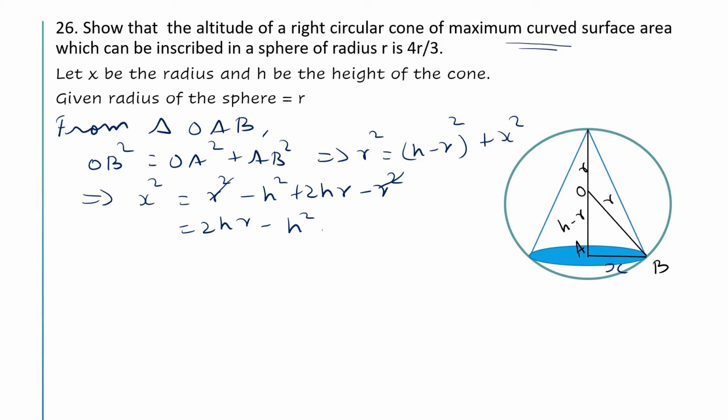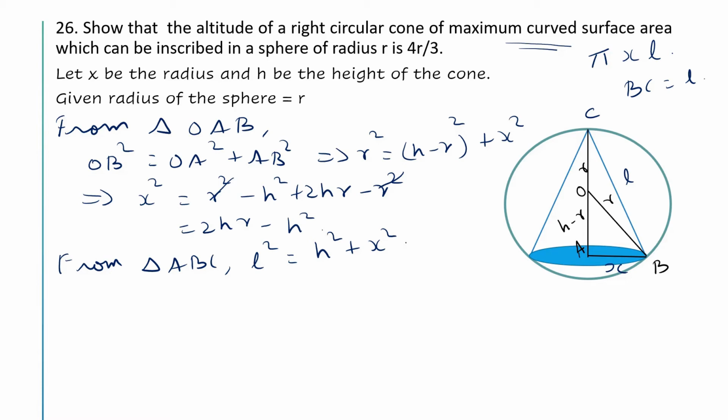The curved surface area of a cone is given by pi into radius of the cone, here it is x, and the slant height of the cone L. So here we take this point as C, then BC is equal to L. Again from triangle ABC, we can see that L square is equal to H square plus X square, or it is equal to H square plus 2HR minus H square. So L square is equal to 2HR.